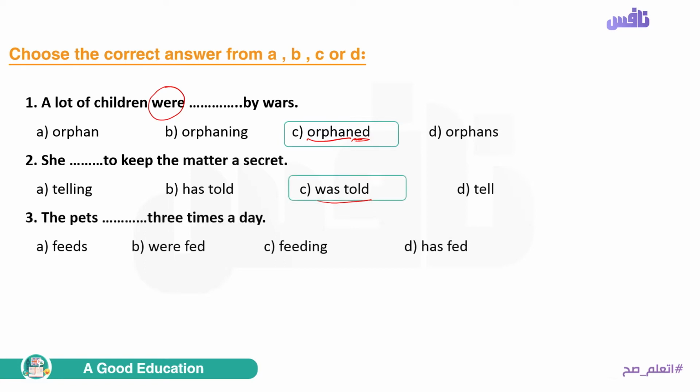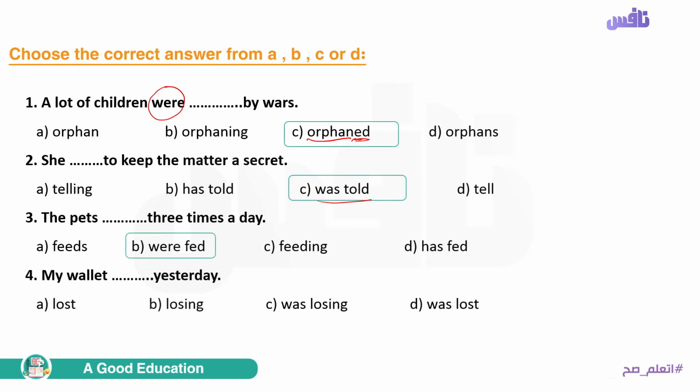Number 3. The pets blank 3 times a day. Feeds, were fed, feeding, or has fed. Of course, with the pets, we started with the object. So we must use the verb in the passive voice. So which one is right? Yes, bravo. Letter B is the correct answer. The pets were fed.